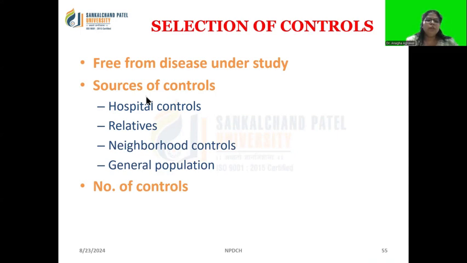Now the number of controls: they say that minimum there has to be one control for one case. So for every one case you have to have one control. Either you can have pairs of case and control in your study, or you can have groups of cases and controls. So a minimum 1:1 ratio should be maintained. Maximum 1:4 ratio is allowed. When you have one case, you can have four controls for that case. So maximum 1:4, minimum 1:1.